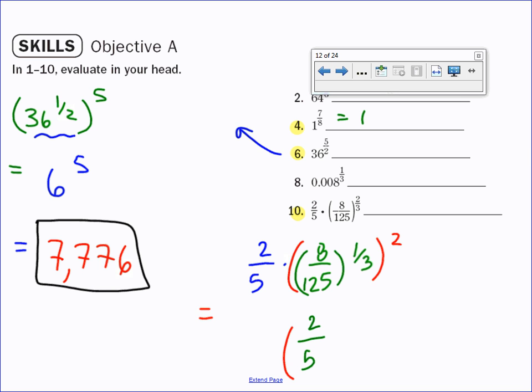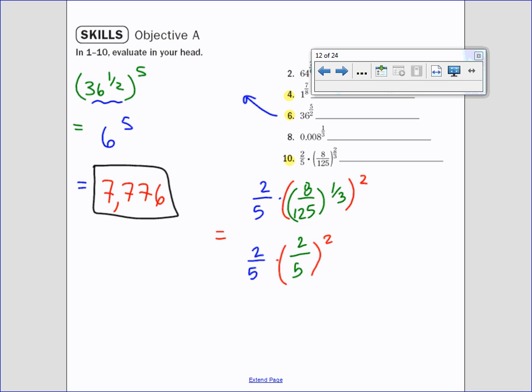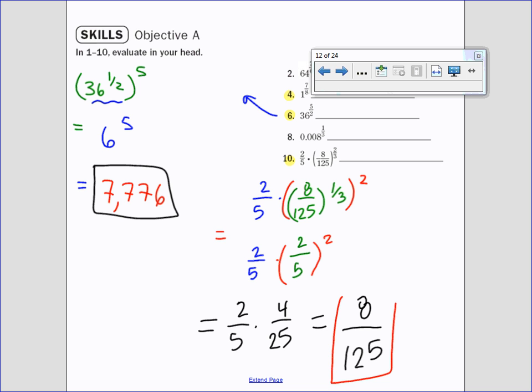We still need to raise that to the 2nd power, and we still need to multiply by my 2/5 in front. We haven't done anything with that. So we still need to go 2/5 times 2/5 squared is 4/25. So it looks like we get 2 times 4 is 8, and 5 times 25 is 125. So we get 8/125 again. Interesting. What questions do you have about our first practice slide?